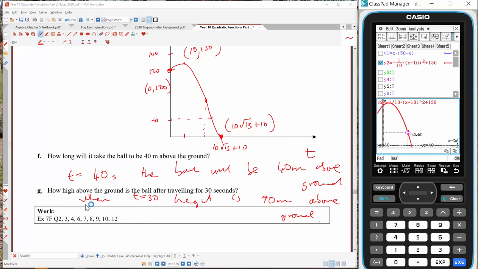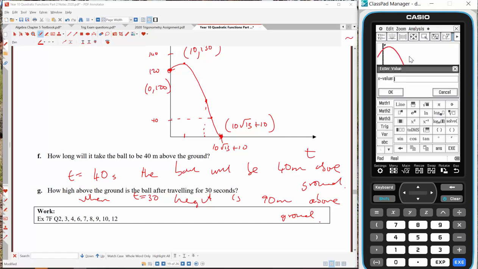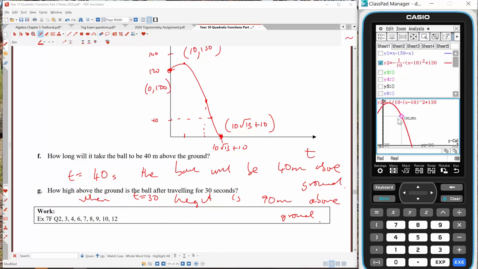And the same thing for this one. How high above the ground is the ball after travelling for 30 seconds? I could use analysis and G-solve on that one. And I'm going to do a Y calculation this time. And it says, give me a value for X. So let's give it a time of 30 and ask it to go find it. So 30, 90. When t is equal to 30, the height is equal to 90.